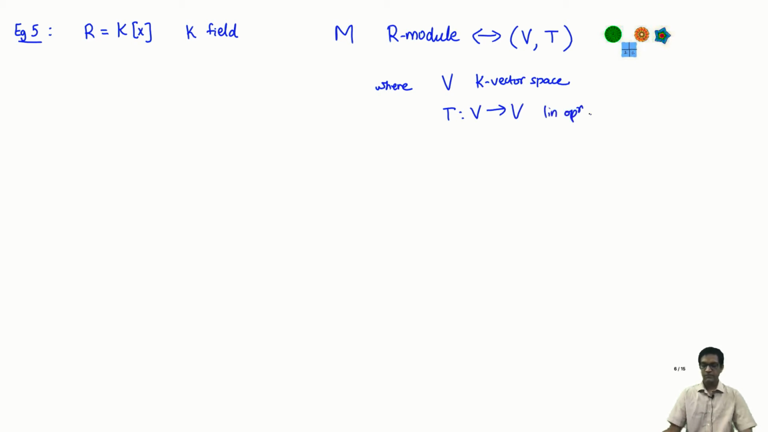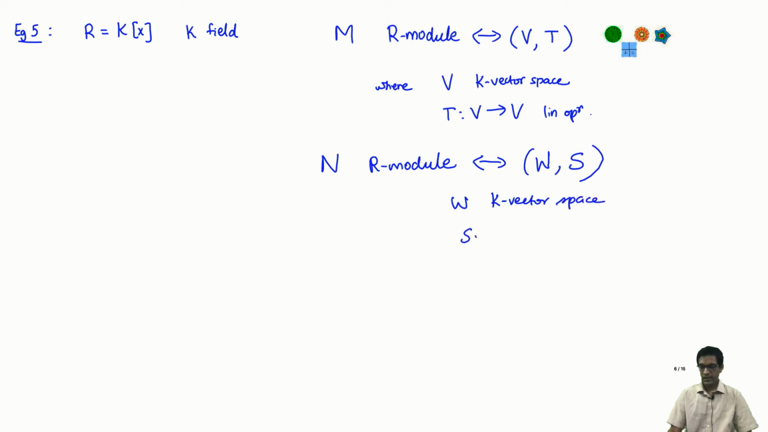Okay, and recall again from all our previous lectures that the element x, the polynomial x, acts as the linear operator T. Now similarly let's take N, that's also given to be an R module. So let's assume that N corresponds to the pair W comma S, where W again is a K vector space and S is a linear operator on W.